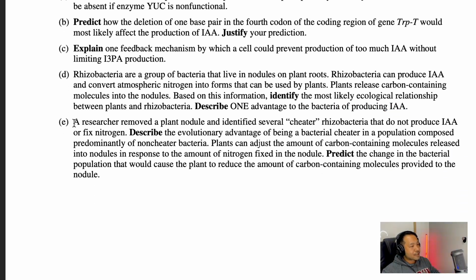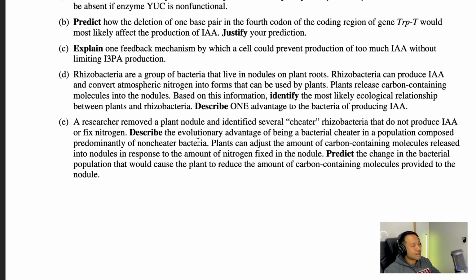The last one says, a researcher removed the plant nodule and identified several cheater rhizobacteria that do not produce IAA or fix nitrogen. All right, so this is a common problem in evolutionary biology, isn't it? They have these cheaters that are reaping the benefits of all of the actual nitrogen fixing bacteria, but they don't do anything. It doesn't cost them anything. But frequency actually matters, though, because take a look at what happens here. It says, describe the evolutionary advantage of being a bacterial cheater.